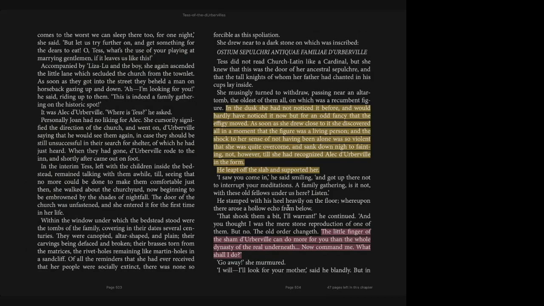It's once again Hardy's ironic sense of humor, that you have Alec, who has been depicted as the devil all throughout the text. Now he is inhabiting graveyards and popping up out of graves as if to be a specter himself. He says, "The little finger of a sham d'Urberville can do more for you than the whole dynasty of the real underneath. Now command me, what shall I do?"